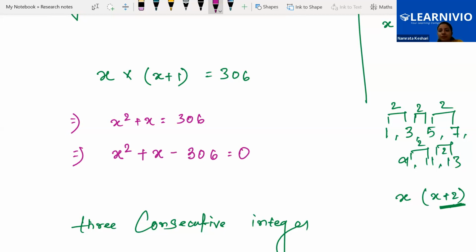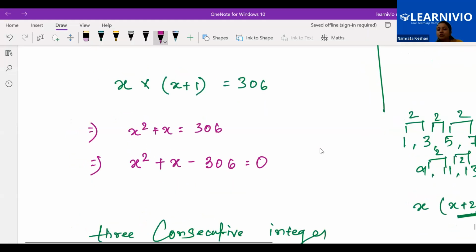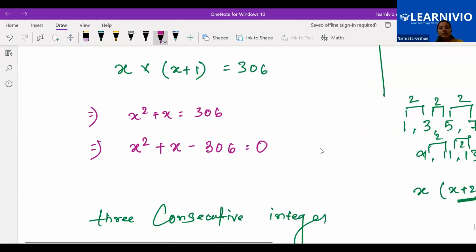Please do solve it. Everyone first try it. x square plus x minus 306 is equal to 0 we are having. Try splitting the middle term over here and let me know what you are getting. Okay, we'll be doing it over here, but first you try it.